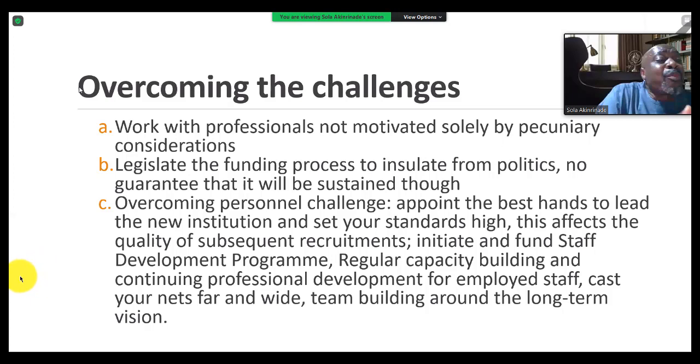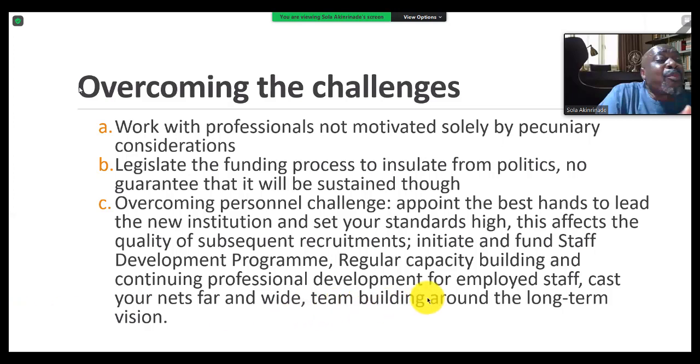Initiate and fund your staff development program, because if you don't have a staff development program, it's very difficult to poach. And if you are poaching, you may end up with dregs. So develop your own staff development program that will build a core of staff that will be loyal to you. That's not guaranteed that all of them will return, but at least you have a good percentage of the people that will be there.